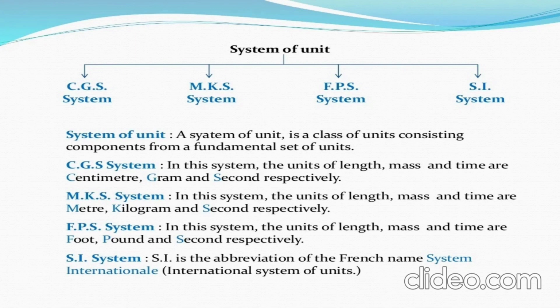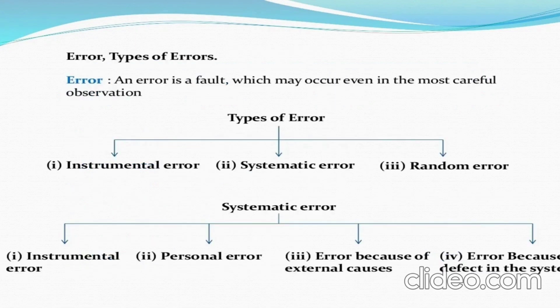SI system. SI is the abbreviation of the French name Système International, International System of Units. Errors and types of errors. Error. An error is a fault which may occur even in the most careful observations.